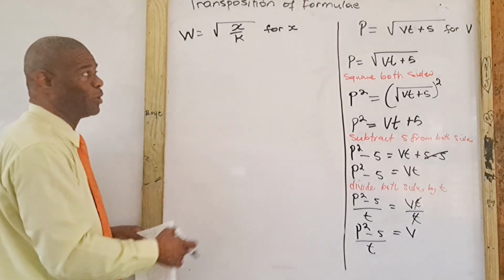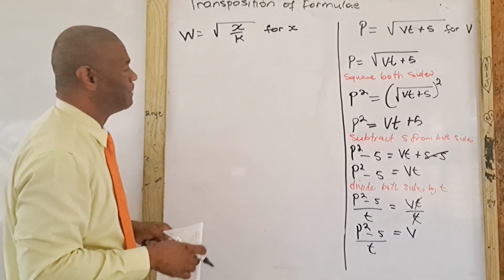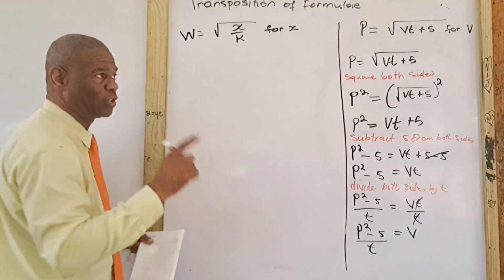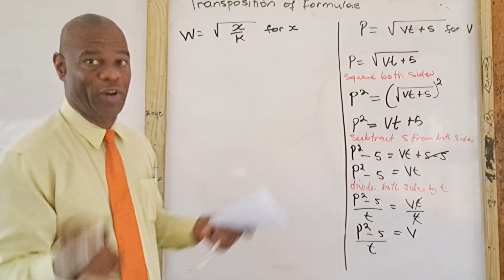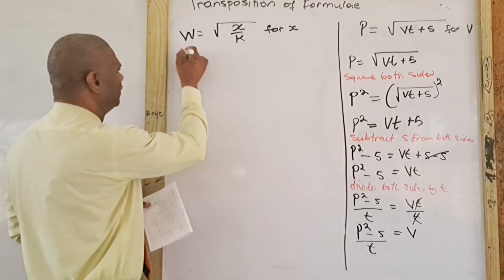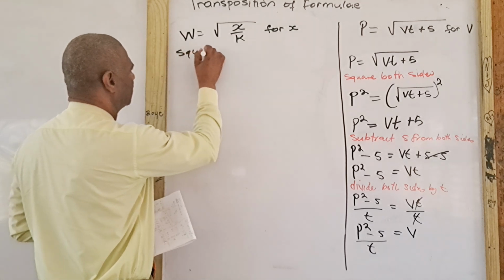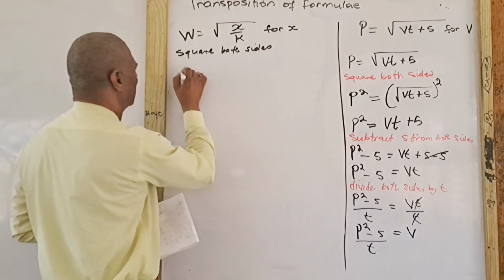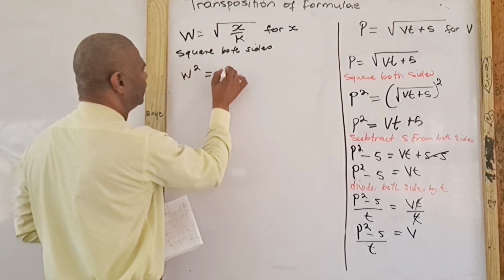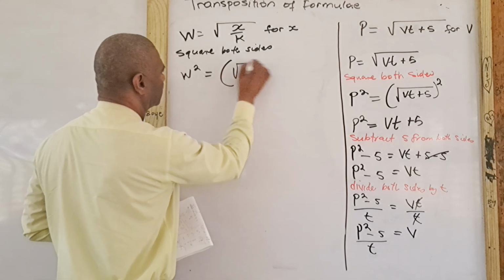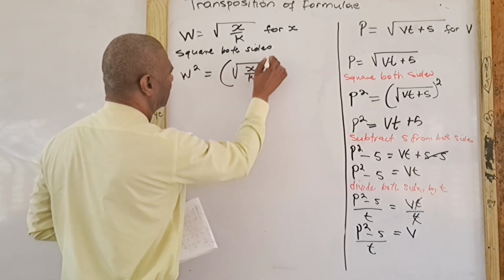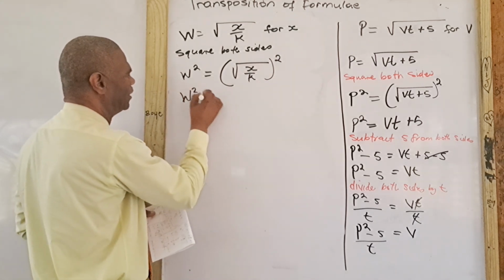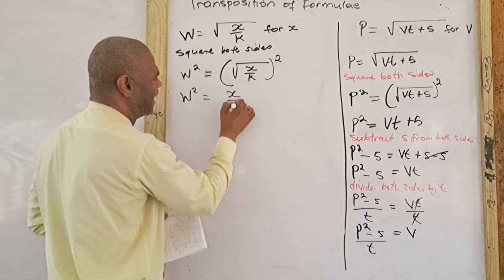So first of all, again, we're going to get rid of the square root sign by doing what? By squaring both sides, right? So remember, to get rid of the square root symbol, we square, right? So we square both sides. So we have w squared equals square root x over k, all of that squared. We now get what? W squared equals x divided by k.